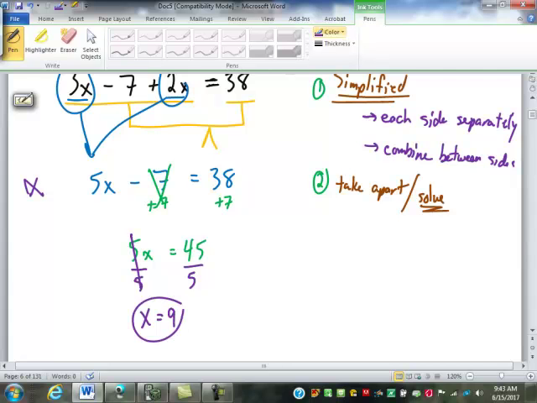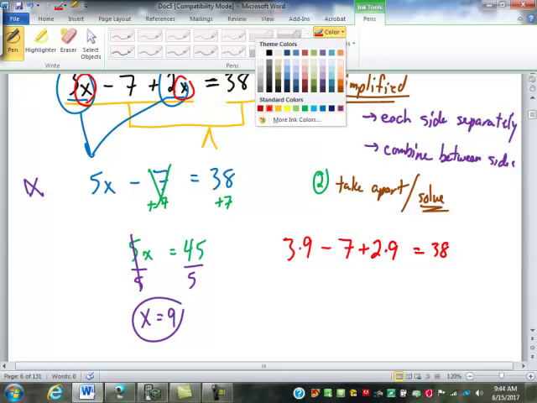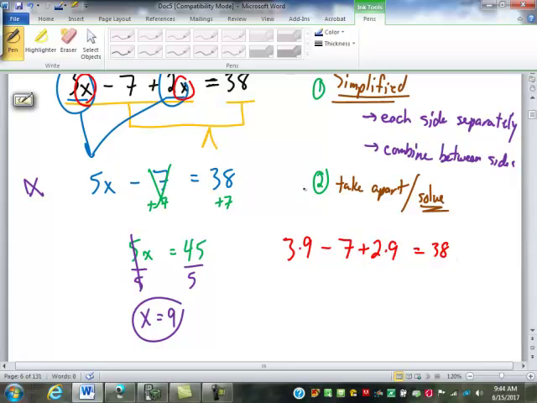Good. And we can double check this. Going back to our original equation, replacing each x with 9. So instead of 3x, it is 3 times 9. 3 times 9 minus 7 plus 2 times 9 equals 38. And so we can combine. What's the first thing we have to combine? 3 times 9 makes 27.